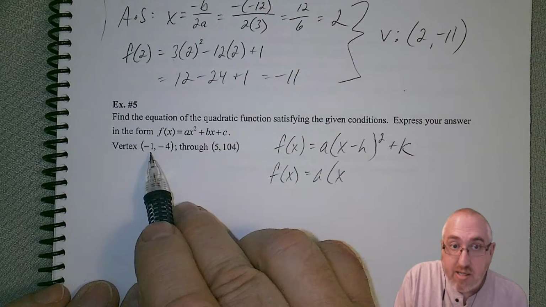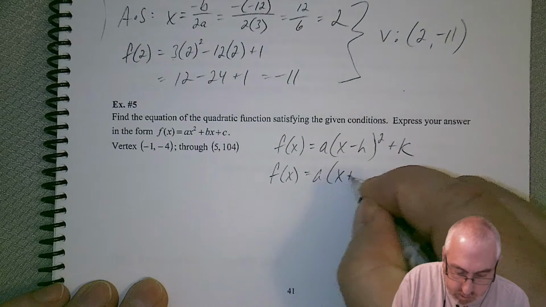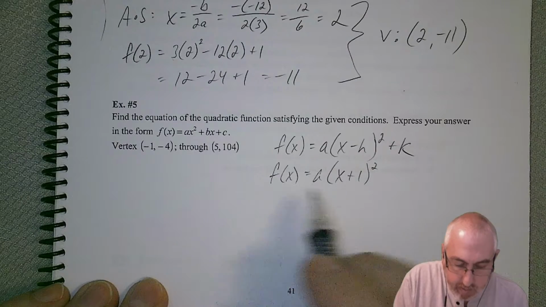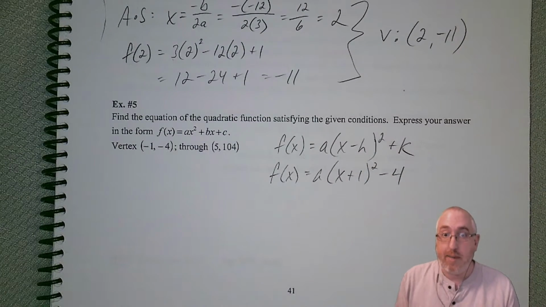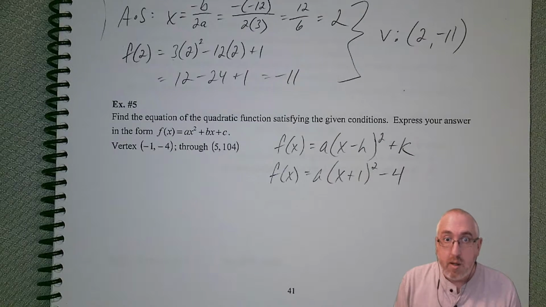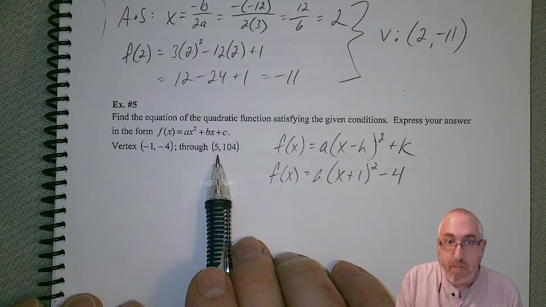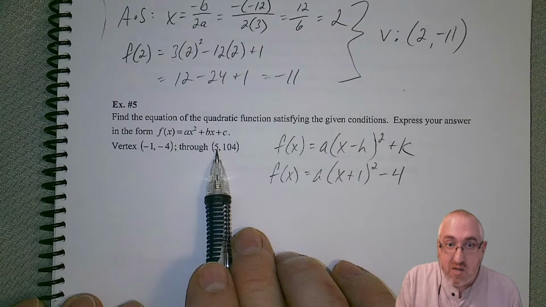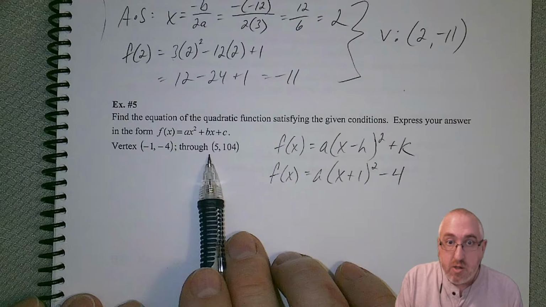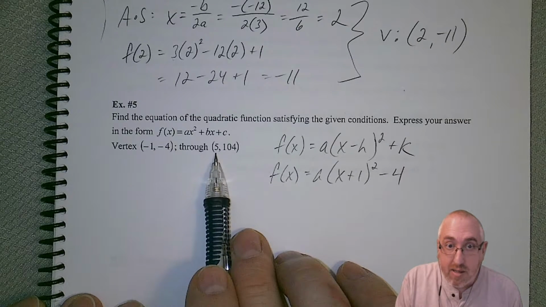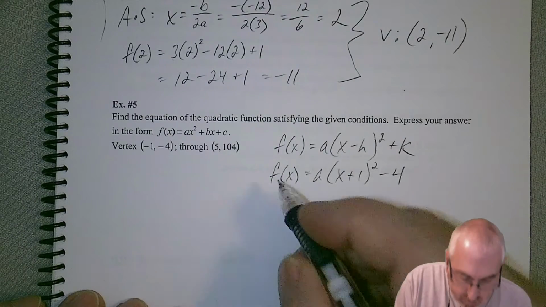So h is a negative 1, so we have to be careful with the signs. So this will be a plus 1 squared, and then we got the k, which is a minus 4. So that's step 1, plug in your vertex. Step 2 now is we have this point that satisfies the function. So this is the x value and this is the y value when that happens. So we can replace x with this, and we can replace f of x with this.